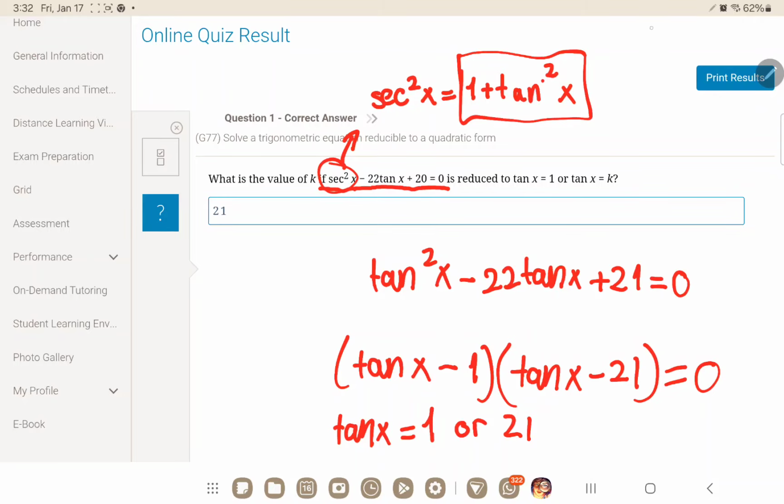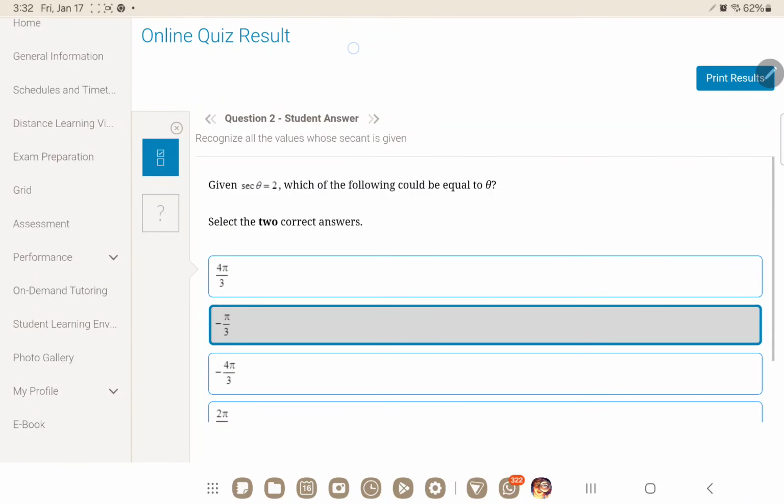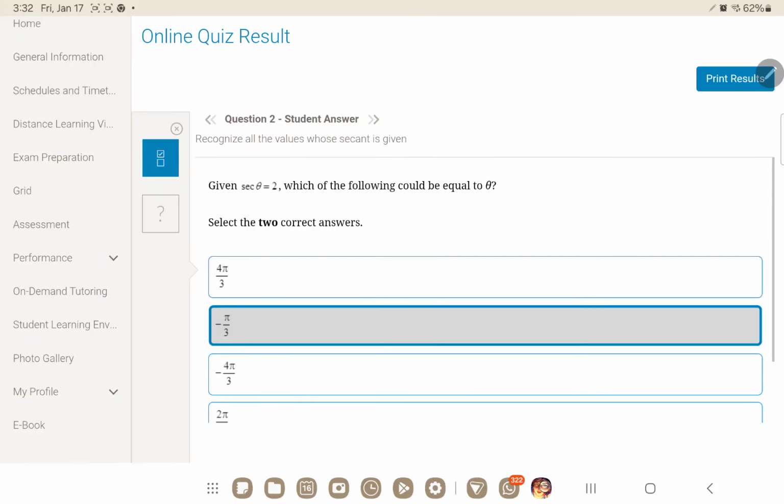Now, let's move on to the second question. Okay, so question number 2, it's telling us, given that secant theta equals 2, which of the following could equal theta? Now, we need to know one thing. Secant is 1 over cosine.